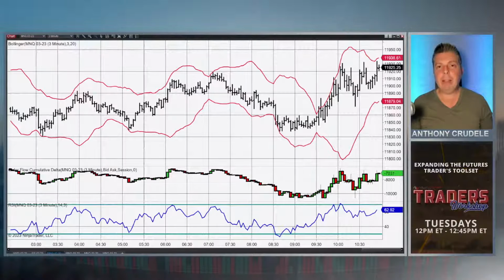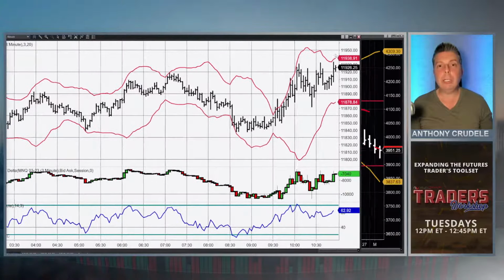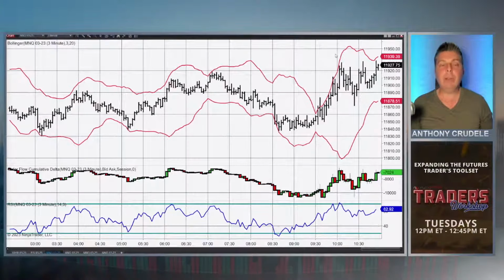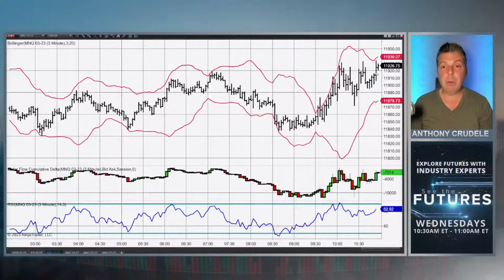So just based upon everything that I talked about, we said the NASDAQ is going to have a more bullish look than the S&P. So therefore, if I get this move up today, I'm not selling NASDAQ. That makes sense.